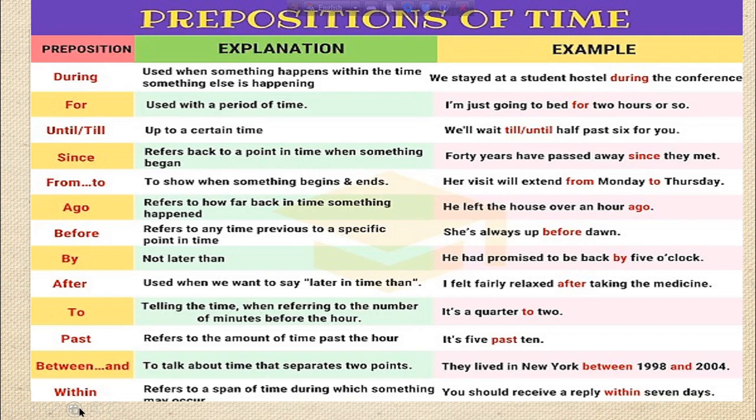For is used to mean within a period of time. I'm just going to bed for 2 hours. Until or till is used to mean up to a certain time. We will wait till or until 6:30 for you. Since is also a preposition of time and it refers back to a point in time when something began. 40 years have passed away since they met.